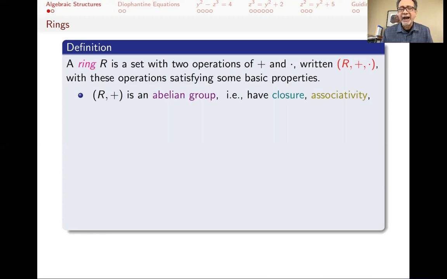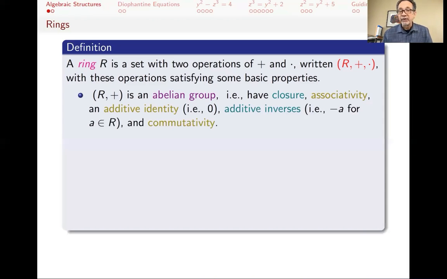The addition also has to be associative. So (a plus b) plus c is the same as a plus (b plus c). We also need an additive identity. We need a zero. That's an element that if you add it to other things, nothing happens. We also have additive inverses. So for every element a, we have a minus a. And we also have commutativity because it's an abelian group: a plus b equals b plus a for every two elements a and b. So with addition, we have a familiar object. You've got closure, associativity, additive identity, inverses, and commutativity.